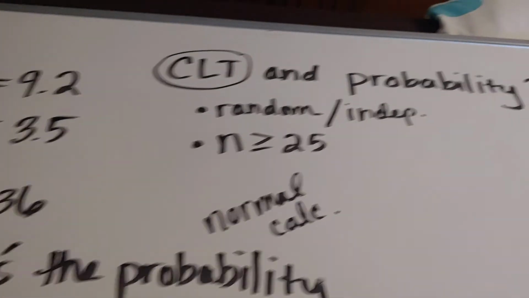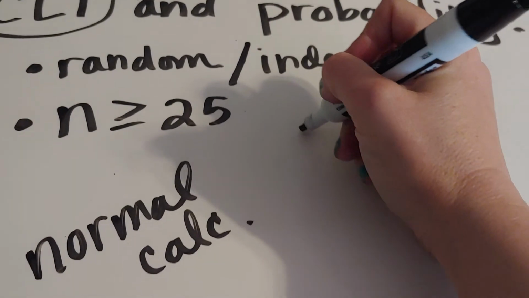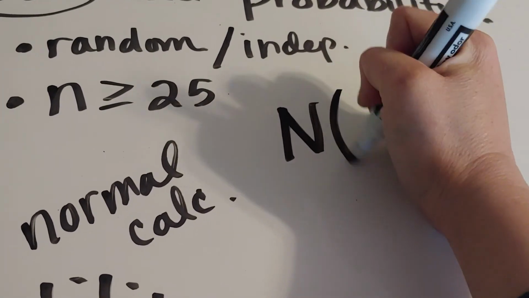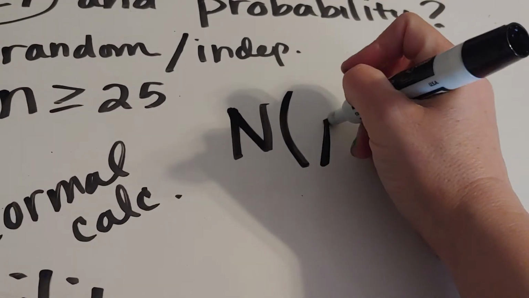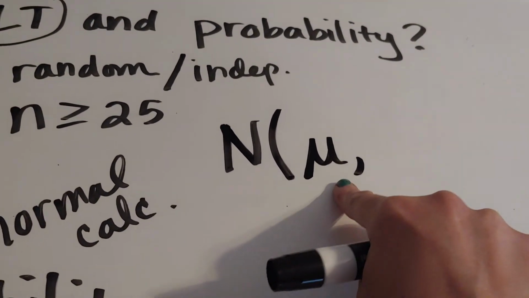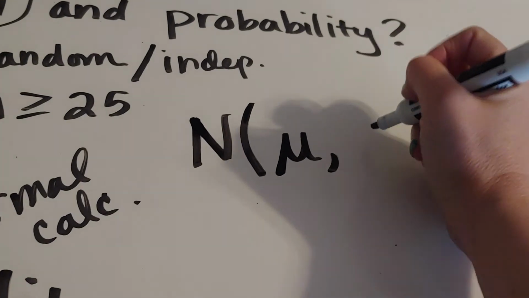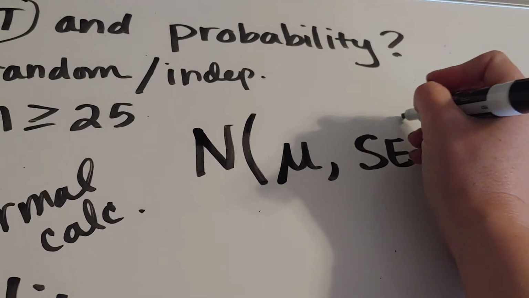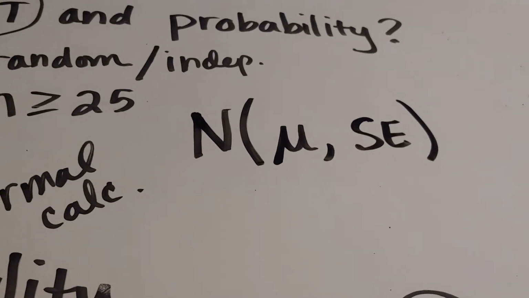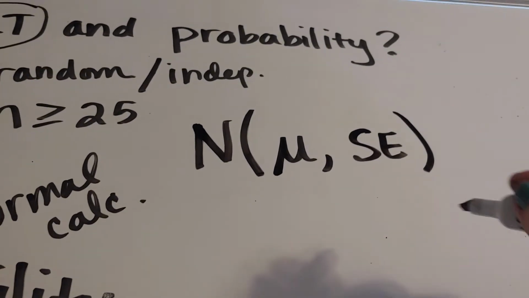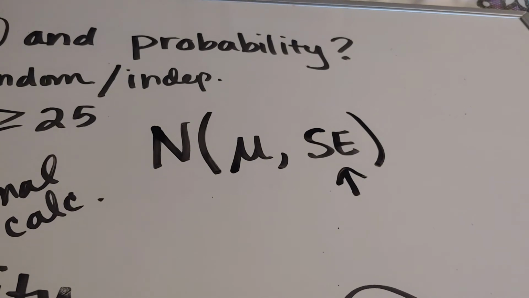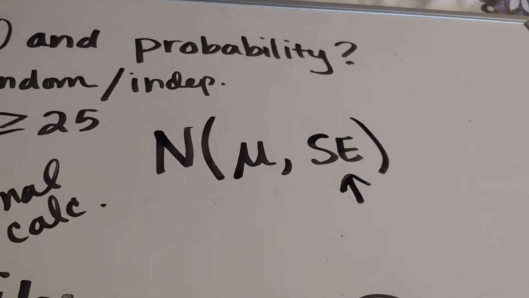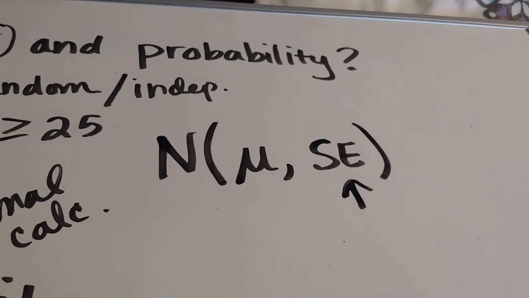Now, what does the CLT say? The CLT says that you can assume that your graph is going to be normal. We're going to have the mean, but instead of the standard deviation, what we're going to use is the standard error. That's right, the standard error. So before we move any further, we're going to have to calculate the standard error for this problem and then use StatCrunch. That's going to be the next part of the video.